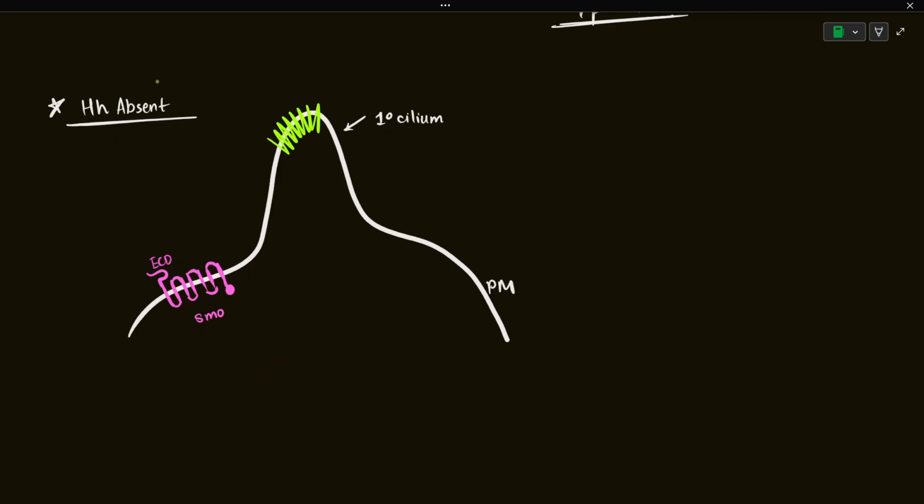So in the absence of Hedgehog, the Patched receptor is going to inhibit the Smoothened receptor by controlling the abundance of cholesterol on the plasma membrane. When Hedgehog is absent, Patched is active and Smoothened will be inactivated. So this happens over the plasma membrane.